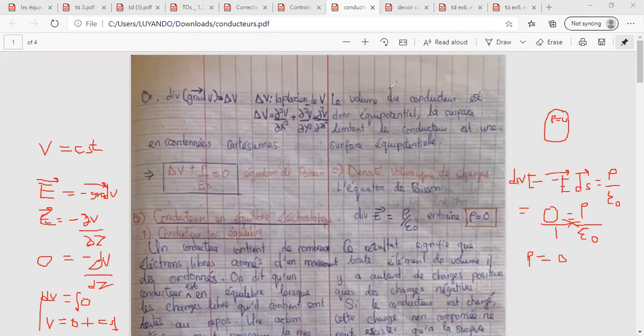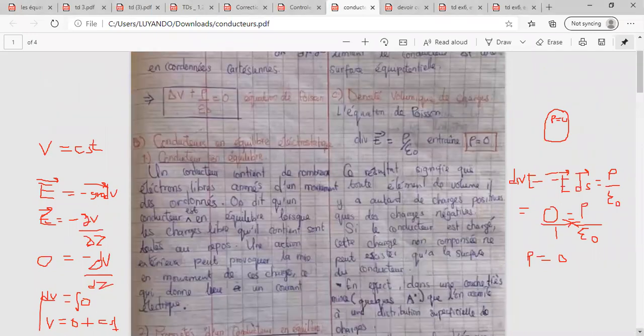I'll just go on and read the explanation. We used the Poisson equation, where the div of E is equal to the volumetric charge density rho over the permittivity, which is epsilon naught. And then we have concluded that our volumetric charge density is equal to 0 from what I'm just explaining. So if our div of E is equal to 0, we can make rho the subject of the formula. We're going to have rho is equal to div of E.